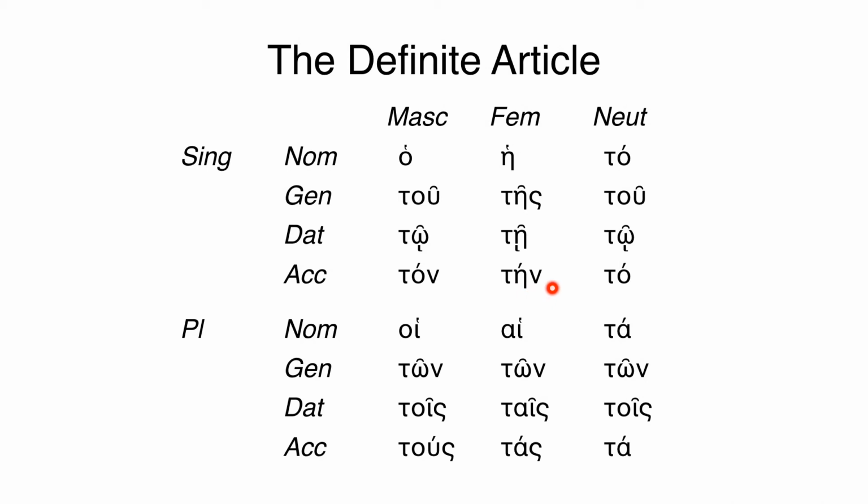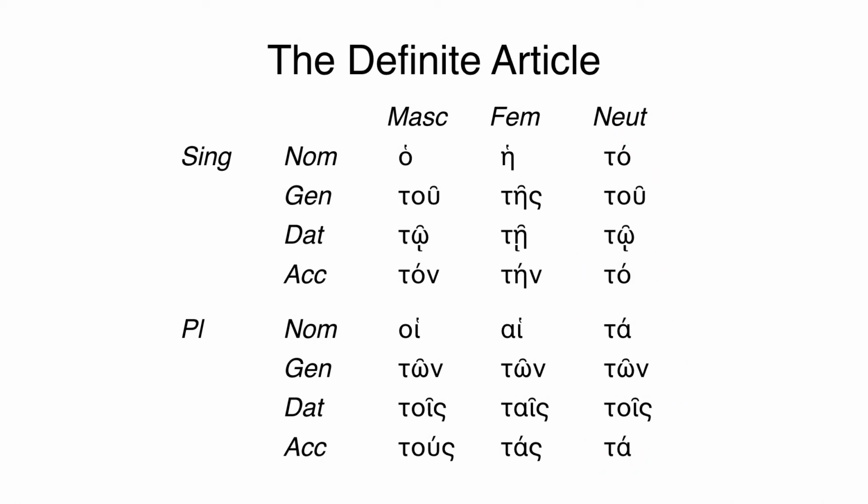The feminine plural nominative is hai. The feminine plural genitive is ton. The feminine dative plural is tais. The feminine accusative plural is tas. Okay, so they are all the feminine forms for the Greek article. Now we come to the neuter forms.